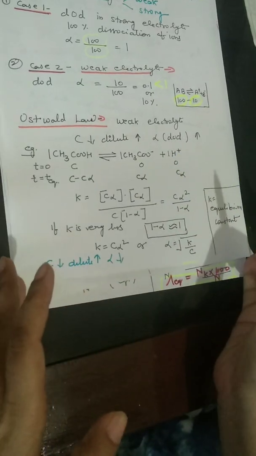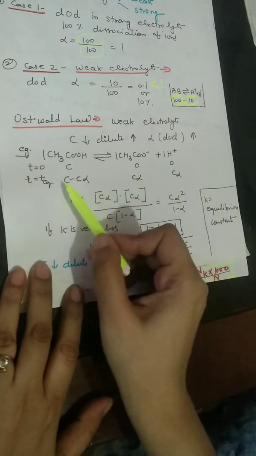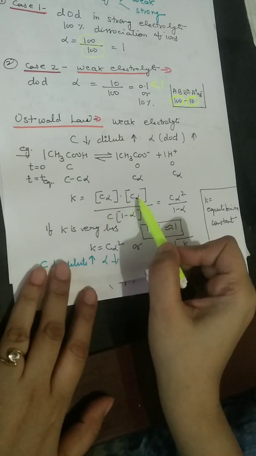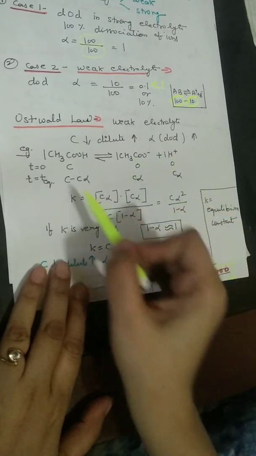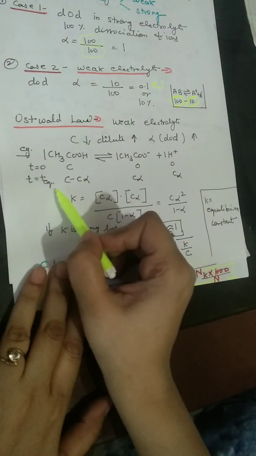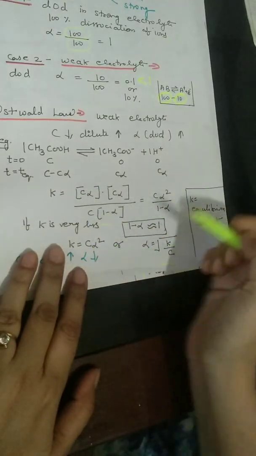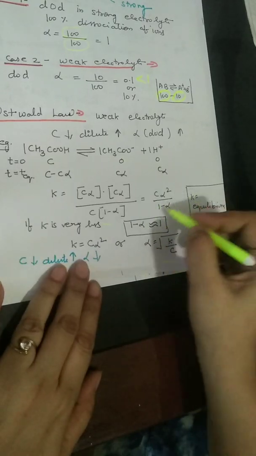Okay. Now the equilibrium constant will be what? Concentration of products over concentration of reactant. So we will write it here as C alpha times C alpha, since two products are formed here, over C minus C alpha. We can also write it by taking C in common, so it will be C(1 minus alpha). Then C is cancelled by C. So K will become C alpha square upon 1 minus alpha.